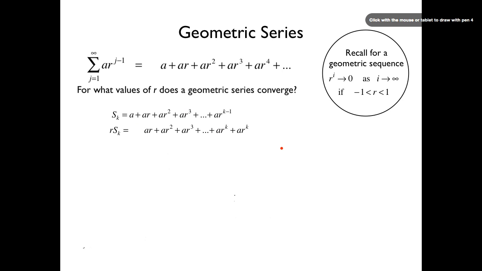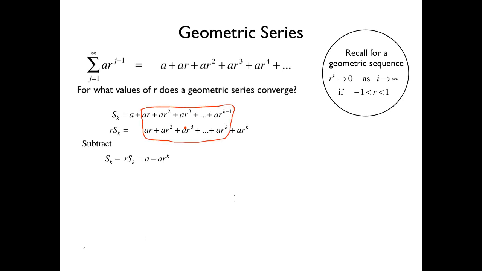Is it okay? And then what we're going to do now is subtract. I'm going to take s sub k minus r times s sub k, and you see all those middle terms go away. What's left from the first partial sum is a, and all we have left from the second partial sum is ar to the k. So when we subtract, we get a minus ar to the k. Do you see it? ar minus ar goes away. ar squared minus ar squared goes away, etc. All these middle terms just subtract to 0, and I'm left with a minus ar to the k.